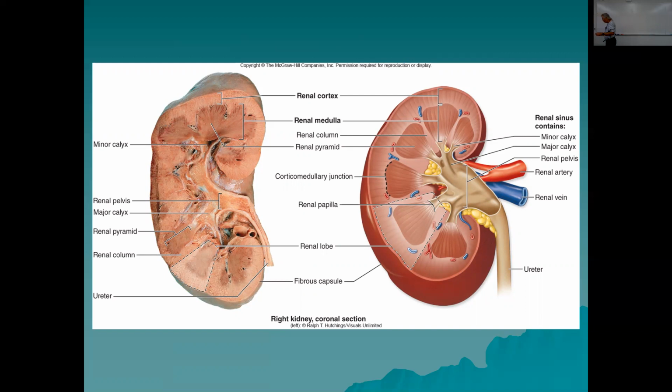And then it shows you the minor calyx, the major calyces, and then the renal pelvis. And the inside of the renal pelvis is connected to the inside of the ureter, leads right to the inside of the ureter that carries urine to the bladder.